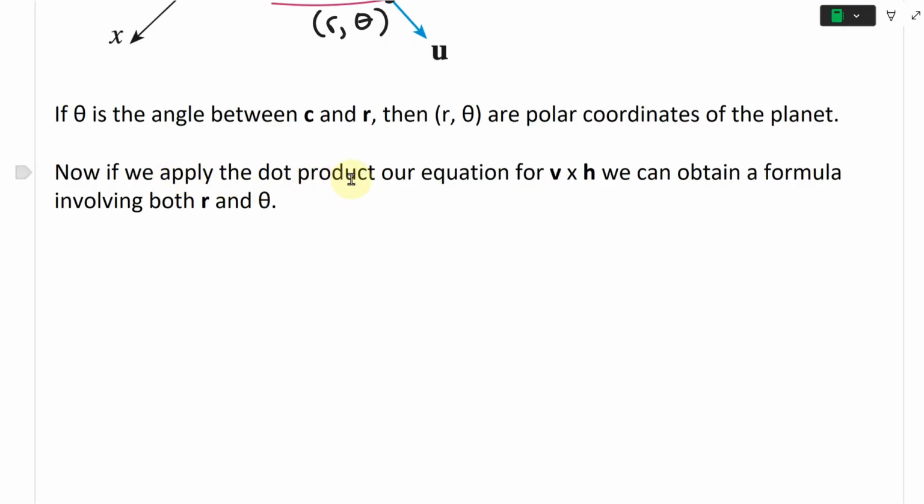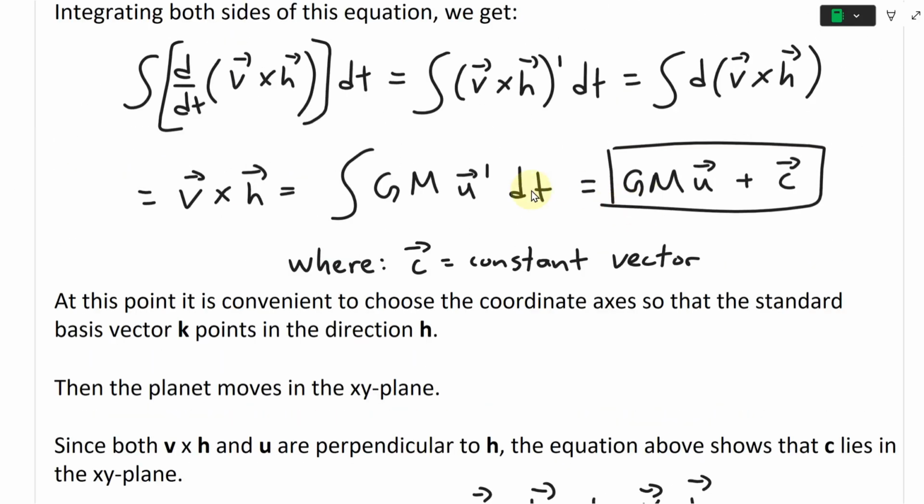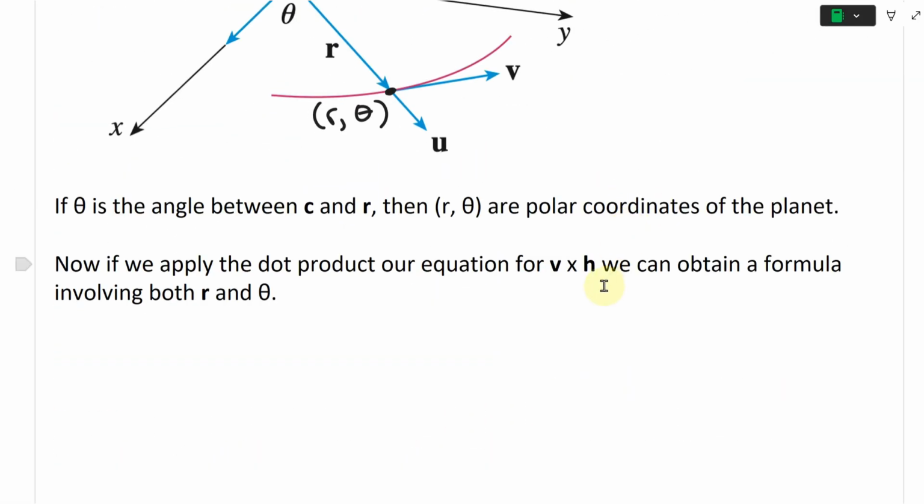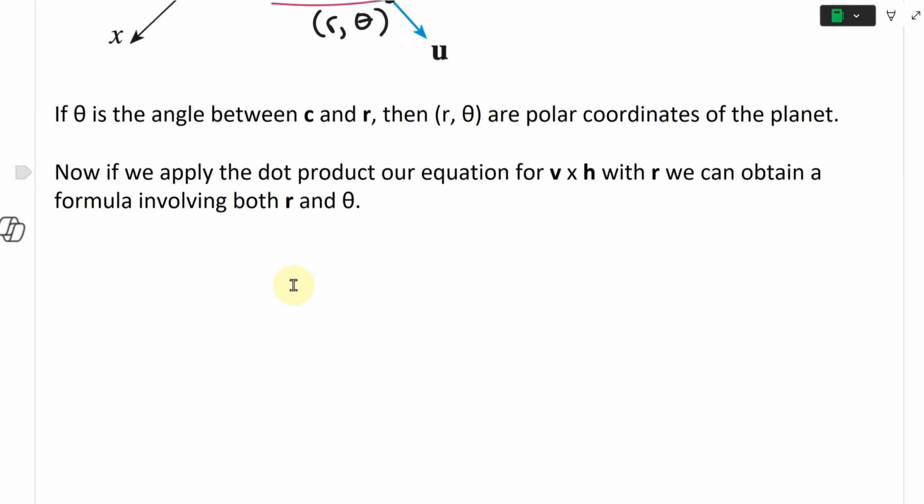So now if we apply the dot product for the equation for V cross H, the one right here, we have this neat little equation. If we apply the dot product with it, we can obtain a formula involving r and theta. I'll put it right here, so v cross h with r. Now we can basically use a geometric equation and have theta and r and so on, so we can involve both of them.